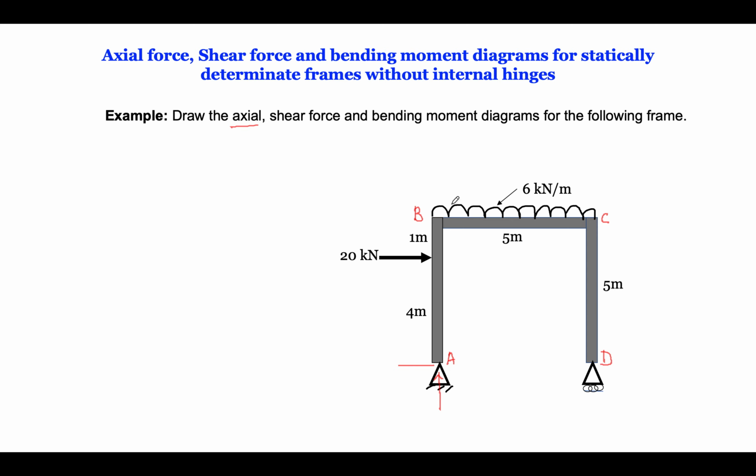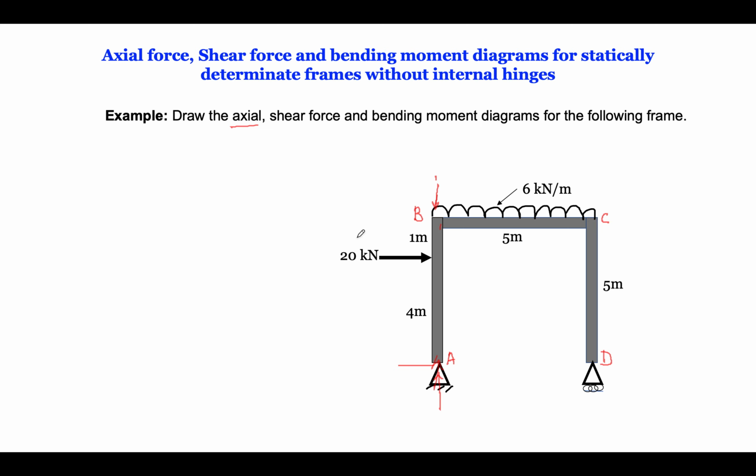Now before we move towards solving this problem, let us understand that axial force is what remains after calculation of whatever loads are acting on each member. These are forces acting along the axis of the member. Suppose this is a member, it can be under tension or it can be under compression. That force we have to plot, and that will be our axial force diagram.